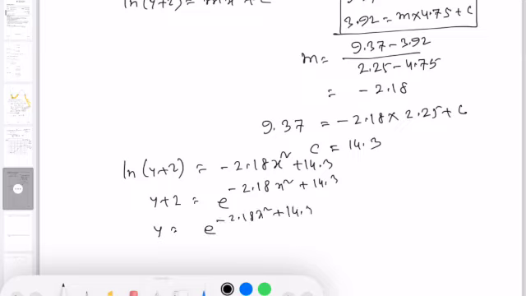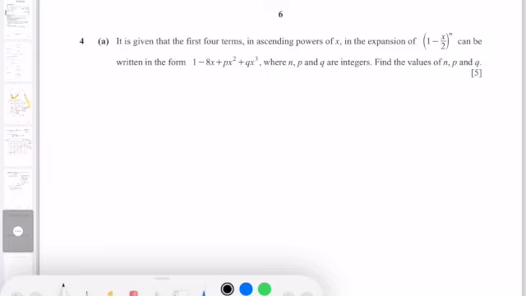Okay, let us come to question number 4. It is given that the first four terms in ascending power of x in the expansion, I mean, we can solve this one binomially, are written in the form of this one, where n, p, q are integers, find the value of. Then we can expand this and compare with that. Okay, let's try.